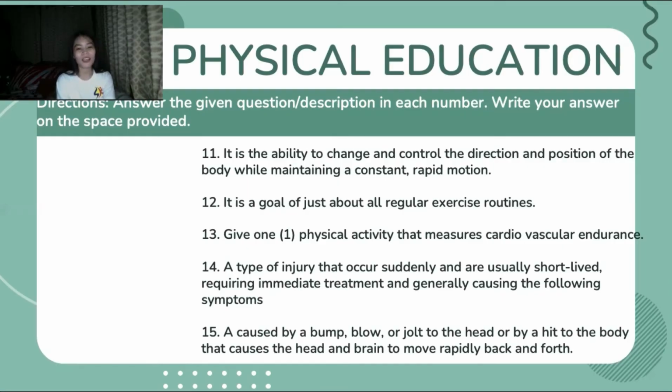Number 13, give one physical activity that measures cardiovascular endurance. There are so many, just give me one. Okay, for number 13, you can answer jogging, cycling, biking, etc. Number 14, a type of injury that occurs suddenly and is usually short-lived, requiring immediate treatment and generally causing the following symptoms. The answer for number 14 is acute injury.